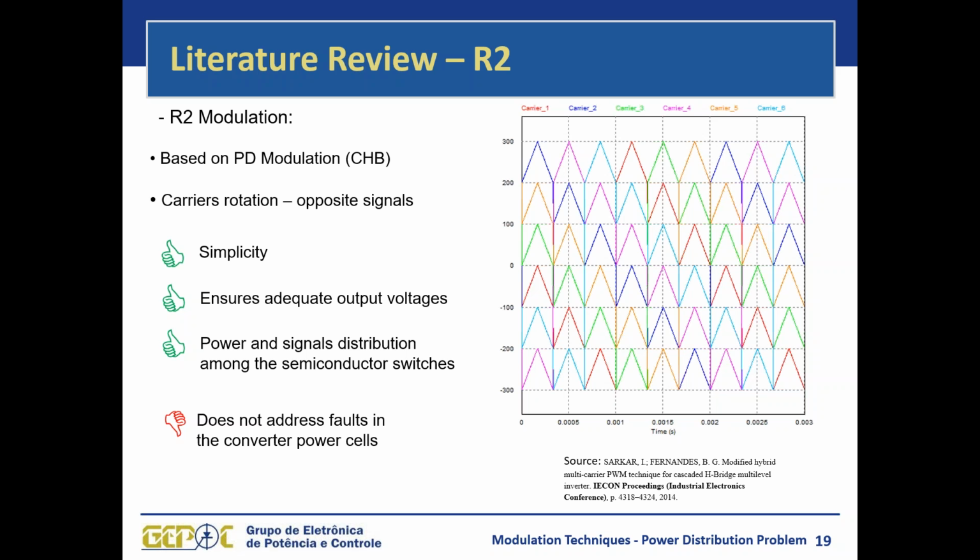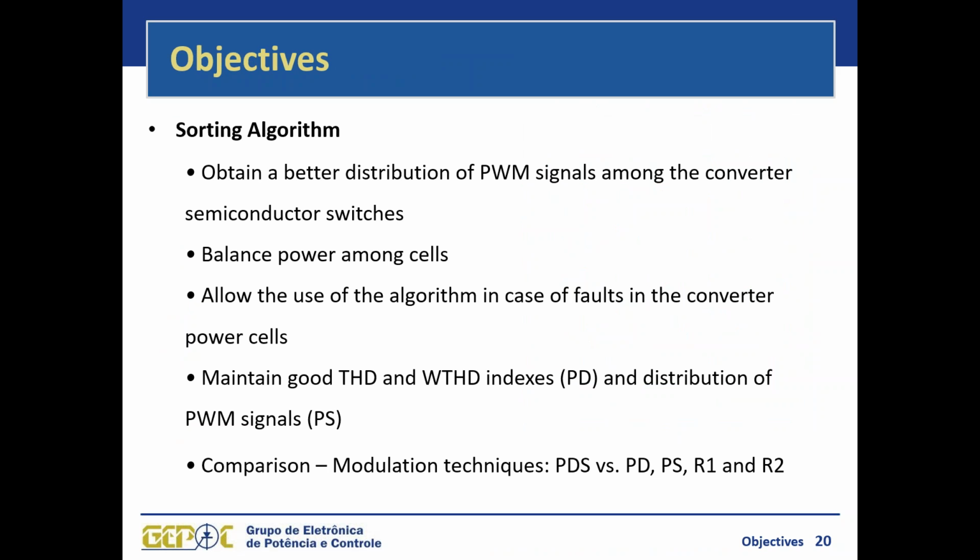So in this context, we have proposed this new strategy that we call PDS, that is the phase disposition with sorting, in order to obtain a better distribution of the PWM pulses for all the semiconductor switches, and also regarding the balance of the power among the cells. This strategy also allows the use of the algorithm when we have faults on the converter power cells.